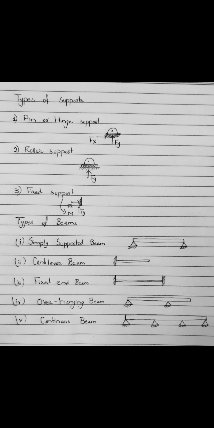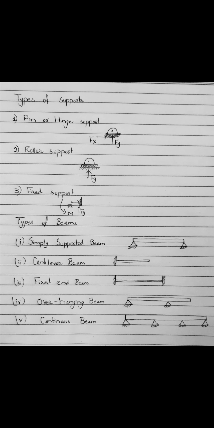And the fifth type is continuous beam. As you can see in this picture, the supports are more than two. The first one is pin support, the second, third and fourth ones are roller supports. So we can say when the beam consists of more than two supports, then it is called the continuous beam. So we learned the five types of beam and the three types of support.